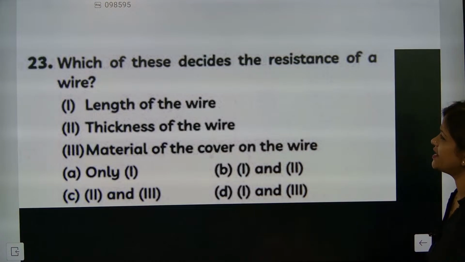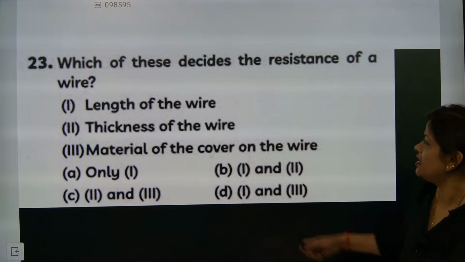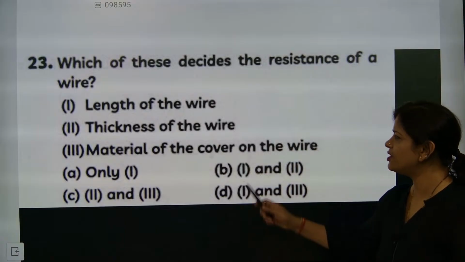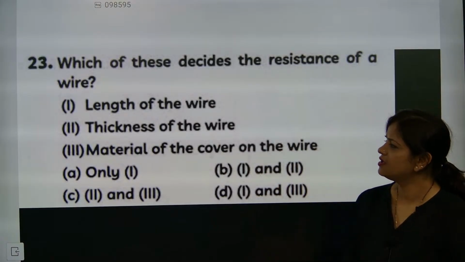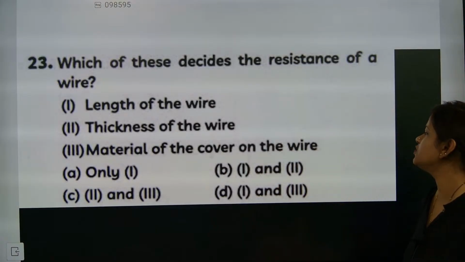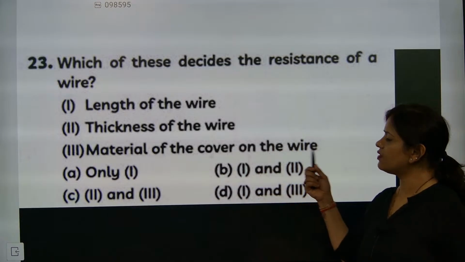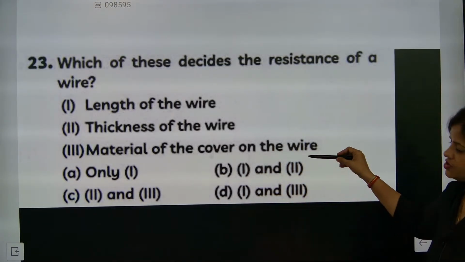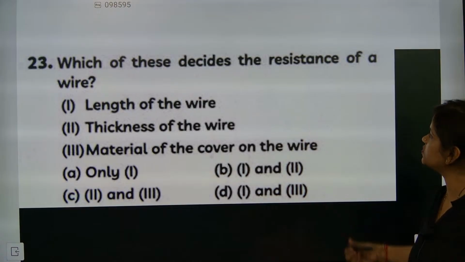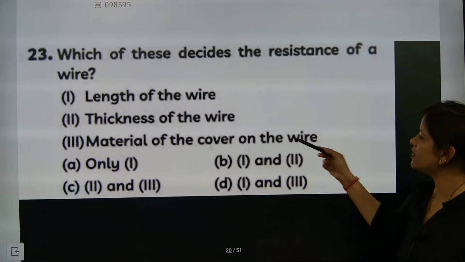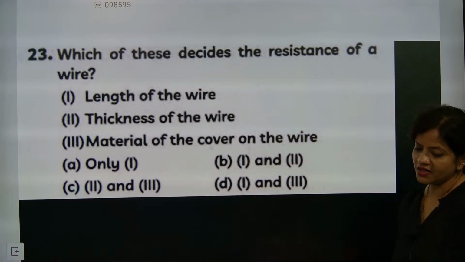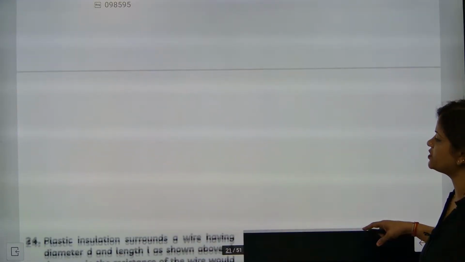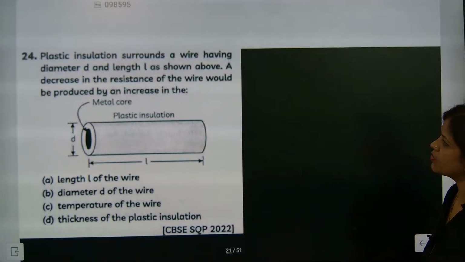Which of these decides the resistance of a wire? Length of the wire, thickness of the wire, material of the cover on the wire. I think unanimously you will say one and two. The material of the cover of the wire is not at all relevant. So the answer will be one and two. This is the easiest question. First and second are correct. The third one, material of the cover on the wire, is wrong. So the answer is B. Absolutely correct to those who have given it. Come on, go for it.